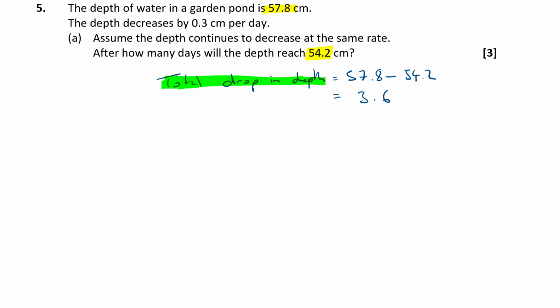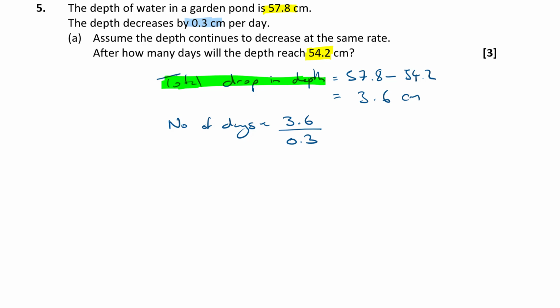3.6. Okay, so the total drop in depth is 3.6 centimeters. Okay, and now we are decreasing by an amount of 0.3 centimeters per day. So that's a division then, aren't we? So to work out the number of days, it's going to be that 3.6 centimeters divided by the daily drop of 0.3.